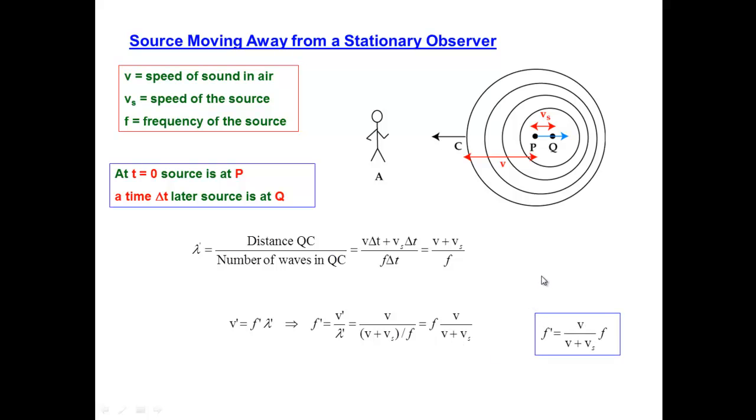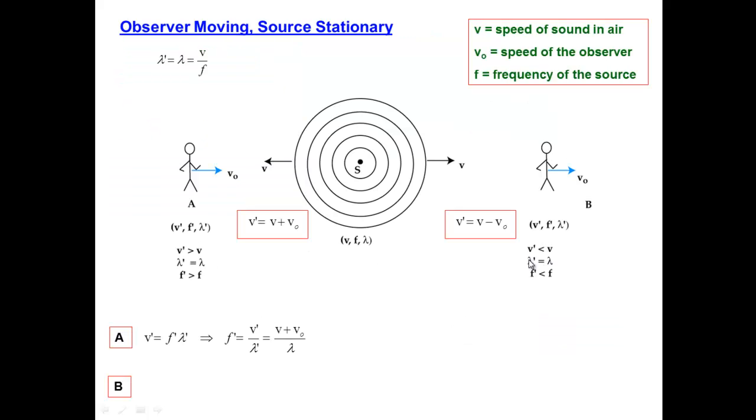So if we compare, I'll go back one slide. Well, the previous slide simply said that f prime was v over v minus vs times the original frequency. So we'll put those together in a single equation in just a minute. First, though, let's consider the other situation. In this case, now the source is stationary, but the observer is moving.